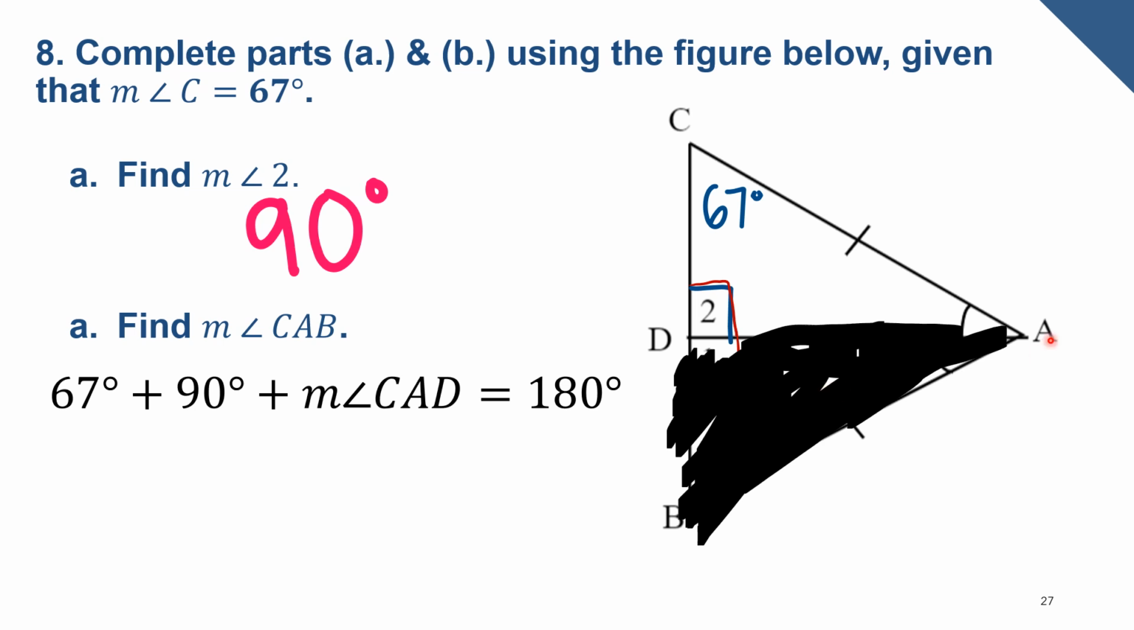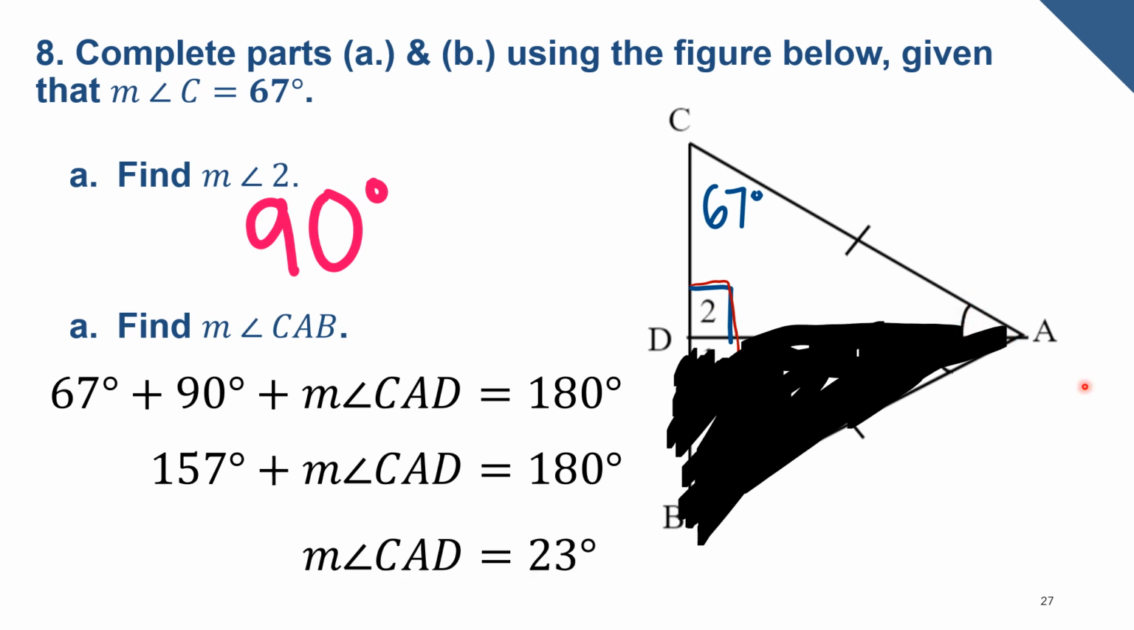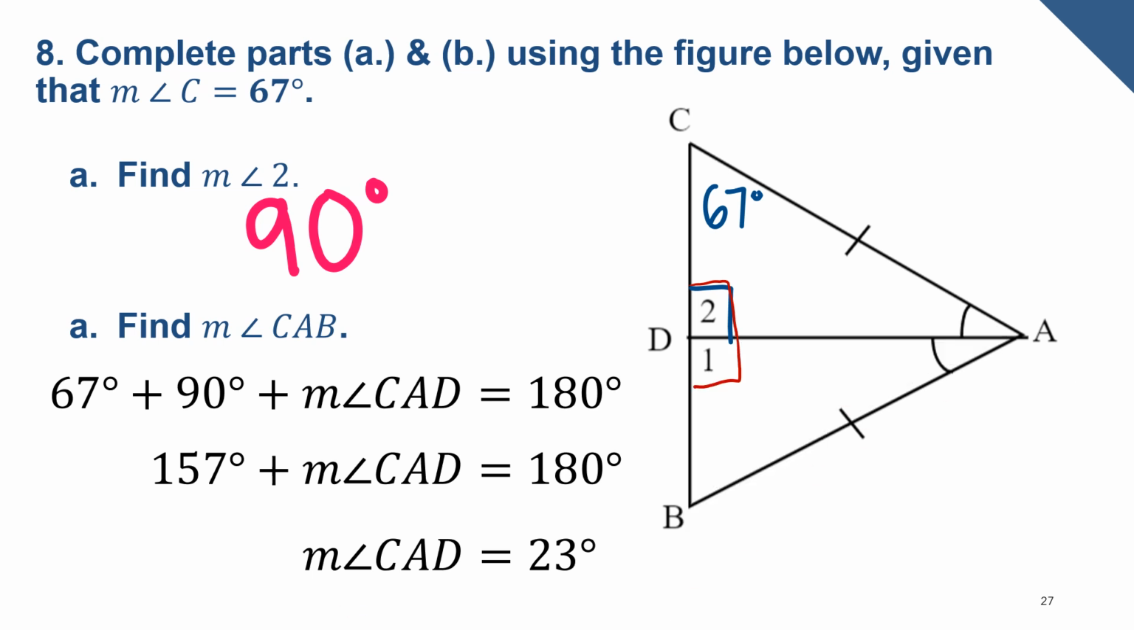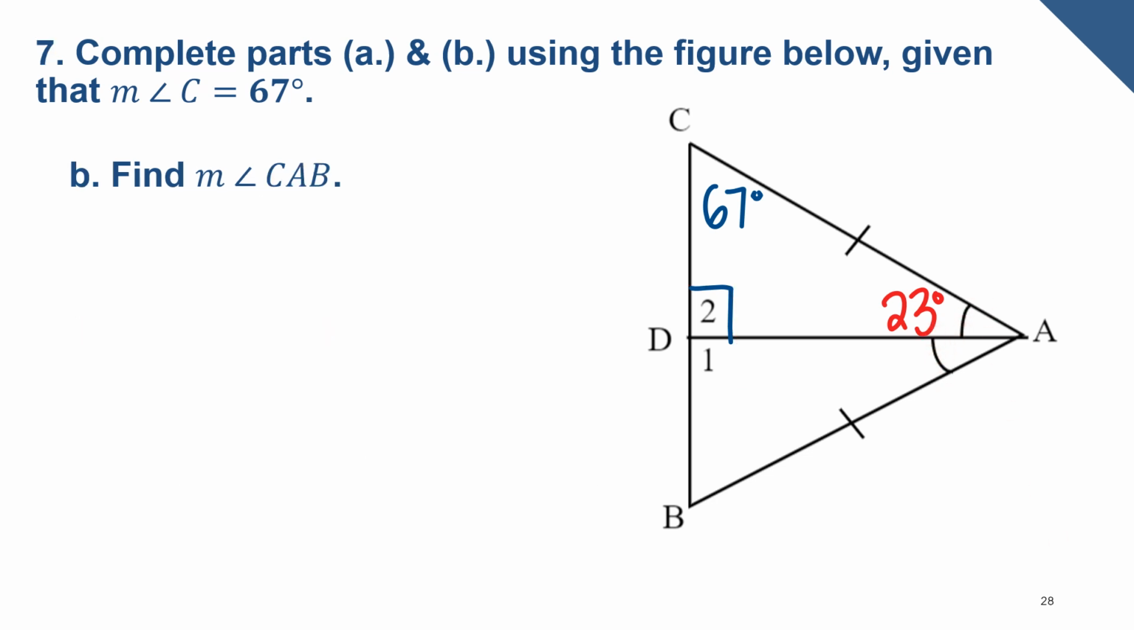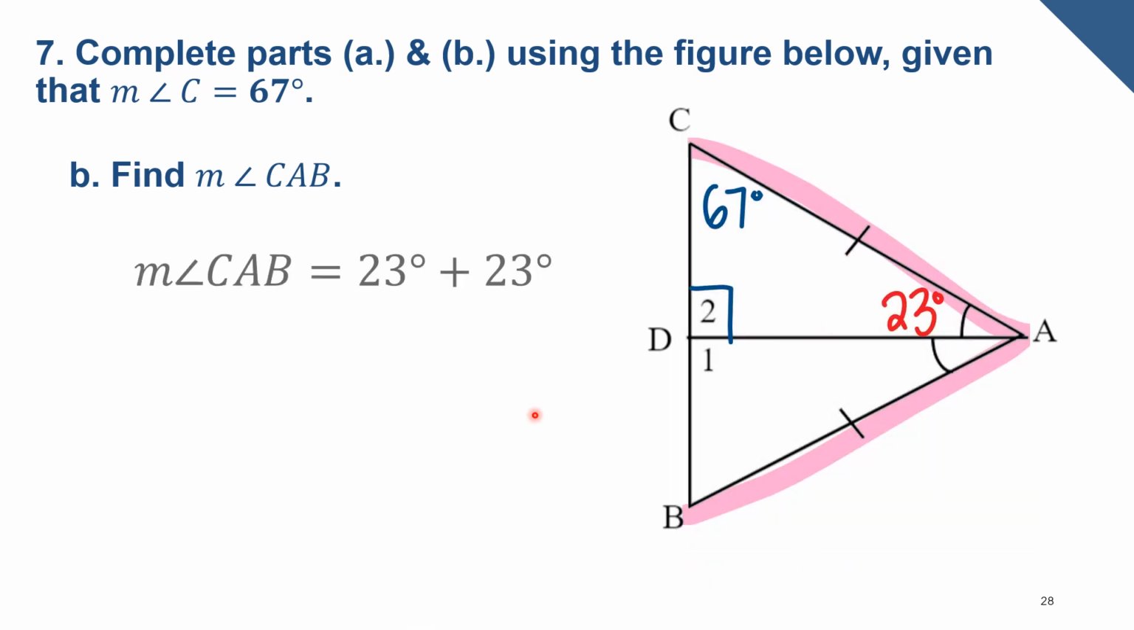All right, so let's add those together. 67 plus 90 is 157. I'm going to subtract 157 from both sides to get that angle CAD by itself. So CAD is that little angle there on the right. Subtracting 157 from both sides gives me 23 degrees. So we know that this angle is 23 degrees. Well, that angle is marked as congruent to this angle at the bottom, so that one must also be 23 degrees. So this angle at the bottom is also 23 degrees.